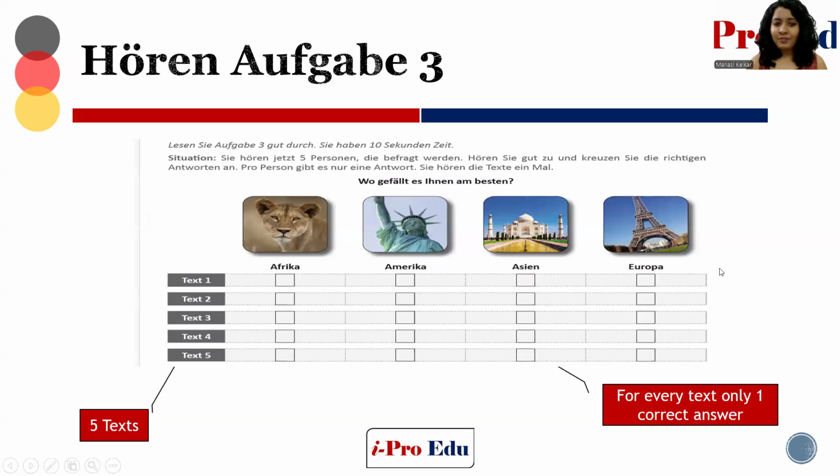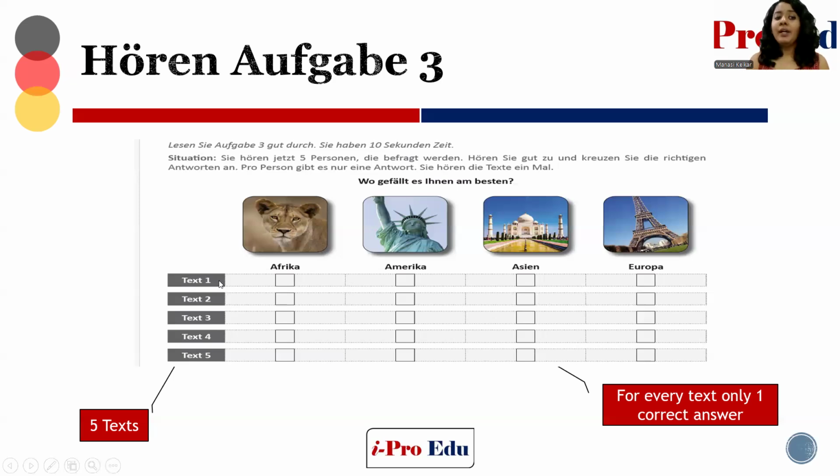All right, let's go on to Hören Aufgabe 3. Now here, there are again 5 texts that we are going to listen to. And there are 4 options given here. Here it is countries like Africa, America, ASEAN, Europa. There could be other things as well. It is not necessarily going to be dependent on countries itself. So it is 5 texts and 4 answers, right? And every text you're going to hear only once. And for every text, there can be only 1 correct answer.